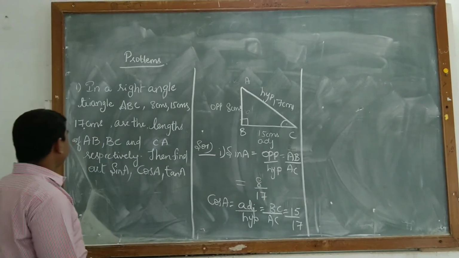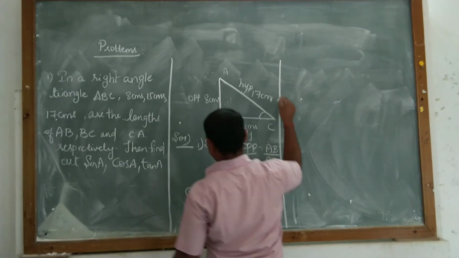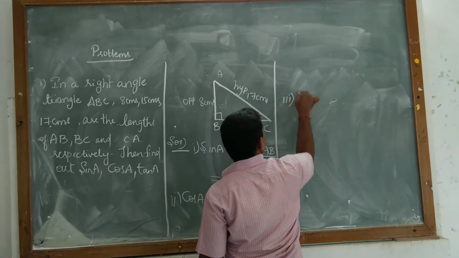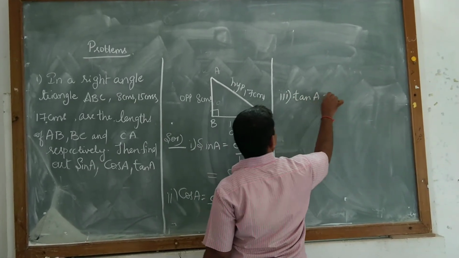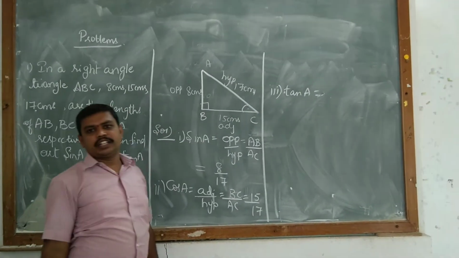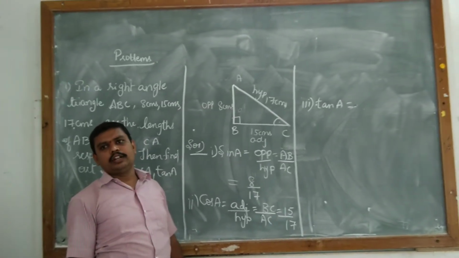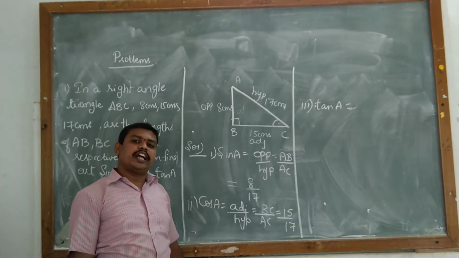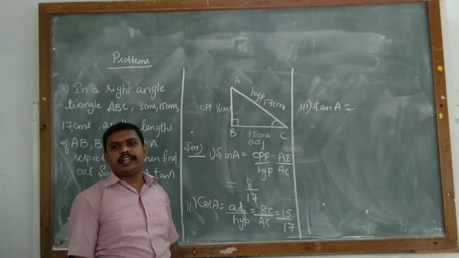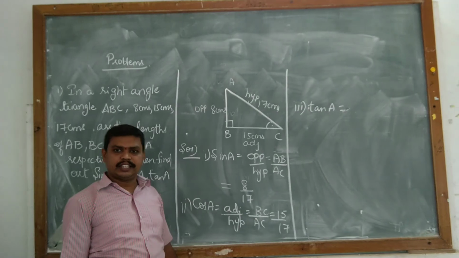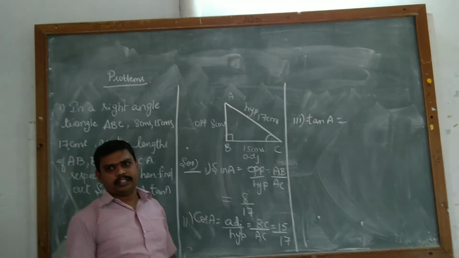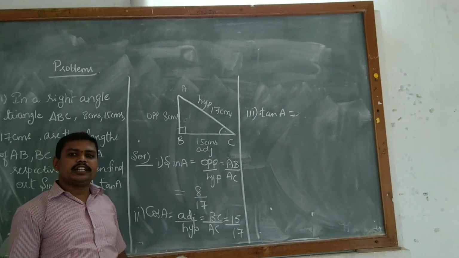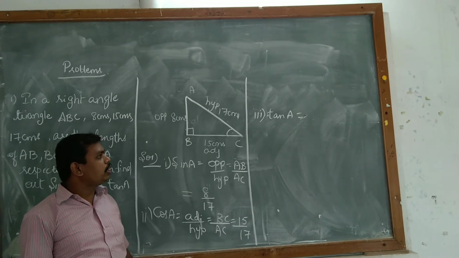Then next we need to find out tan A. The third one is tan A. This is the second one and this is the third one. What is tan A? You can express the tan A definition in many ways. You can write it in the form of sin A by cos A, or the other definition: tan A is opposite by adjacent. Because it is opposite by hypotenuse and adjacent by hypotenuse, opposite by adjacent will be there by cancelling the hypotenuse on both sides.